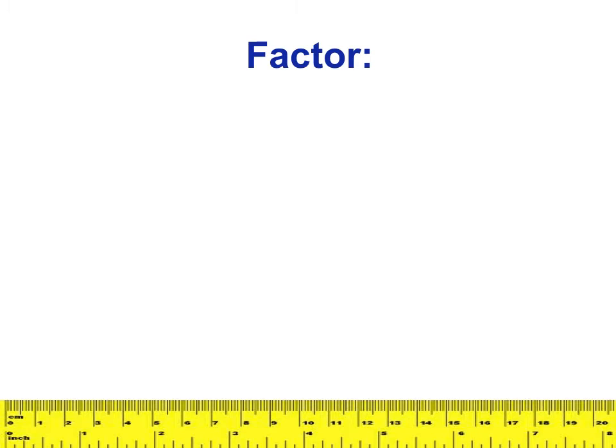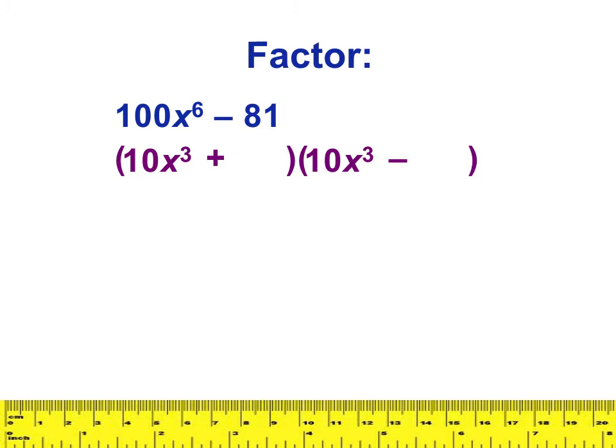So let's practice this. We'll factor 100x to the 6th minus 81. Does this meet the structure that I need when I use the difference of perfect squares? Well, the first term is a perfect square because 10x cubed times 10x cubed gives me 100x to the 6th. The second term is a perfect square, and I do have a minus sign separating the two. So I can just put the square root of the first term here in both places, the square root of the second term, and I have successfully factored that expression.